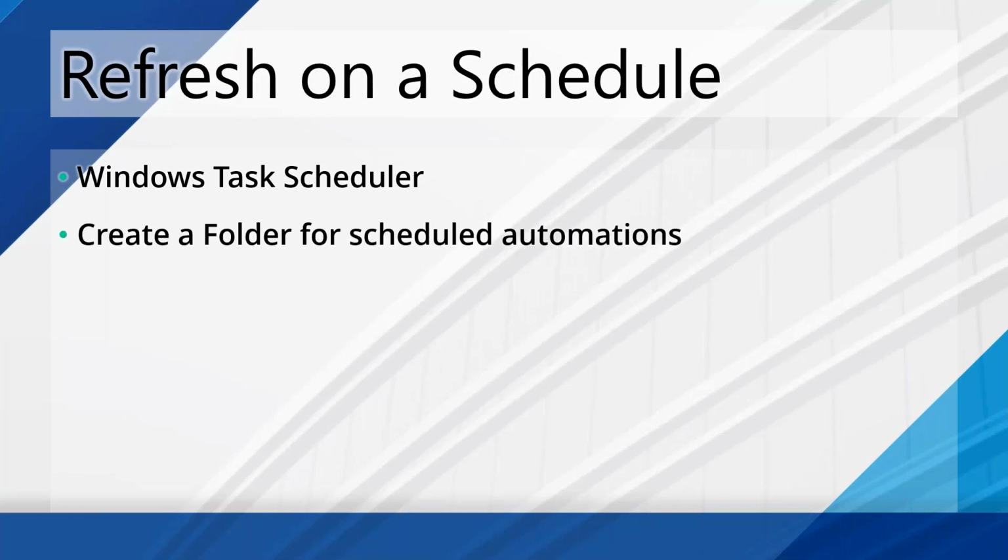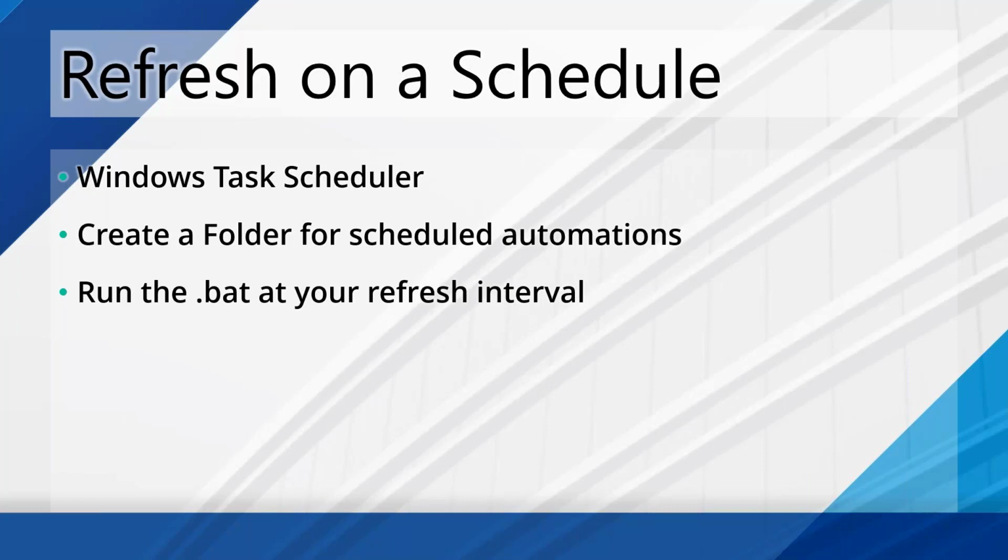What I like to do within the task scheduler is create a folder for scheduled automations. I do this so that I can keep myself organized. And what we're going to do is tell that scheduled task to run the .bat file at whatever interval we want. So far, I've all been in PowerPoint. Now I'm going to start transitioning over to a little bit of the code, and we're going to take a look at what this looks like, okay?